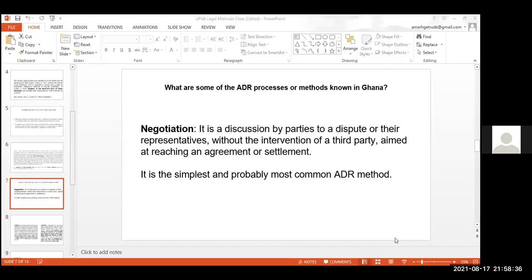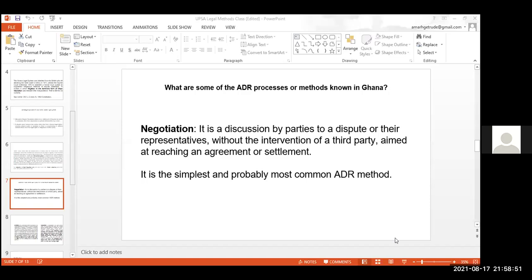All right, neutral evaluation. Okay, there are so many methods of ADR, but maybe at our level, we need not go through all of them. Definitely when you get to the law school, one of the courses that you'll be taking is ADR, alternative dispute resolution. So you go back to some of these matters in more detail than we are doing now.